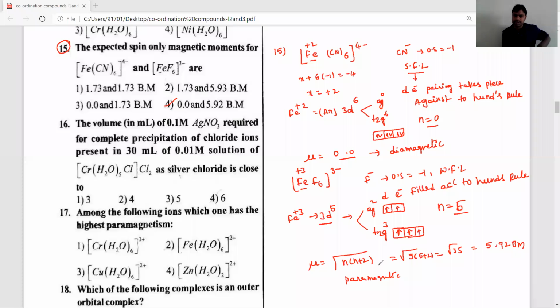Paramagnetic. And if you ask inner sphere or outer sphere, weak field ligands are present, so it is an outer orbital complex, and the hybridization is sp3d2. And for the other, CN is a strong field ligand, so an inner sphere complex forms, an inner orbital complex. The inner orbital complex hybridization is d2sp3. So this kind of question is also asked, very very important.